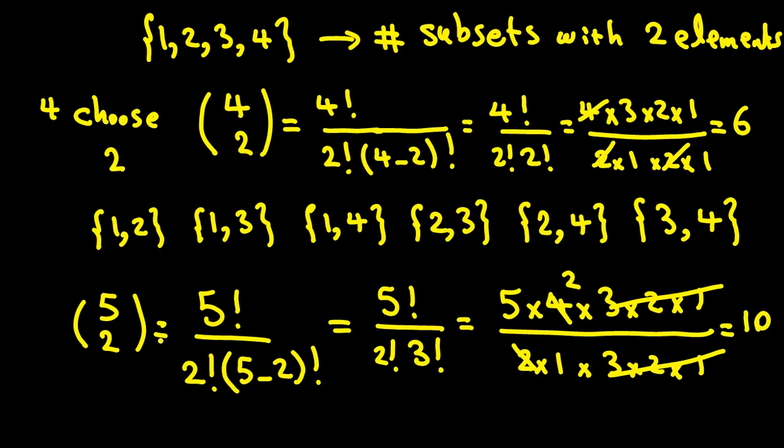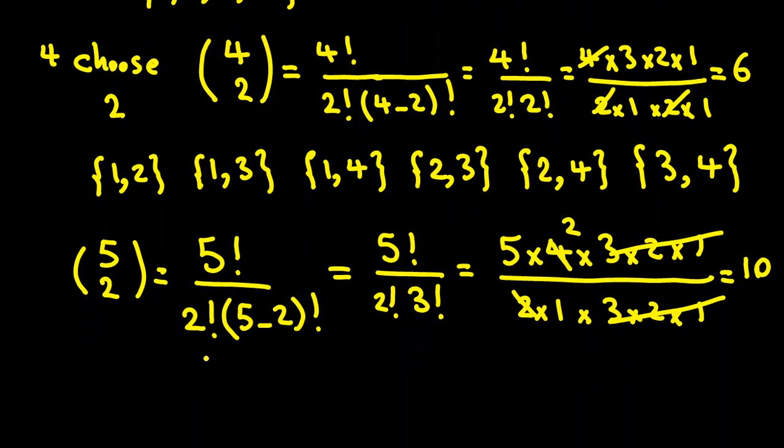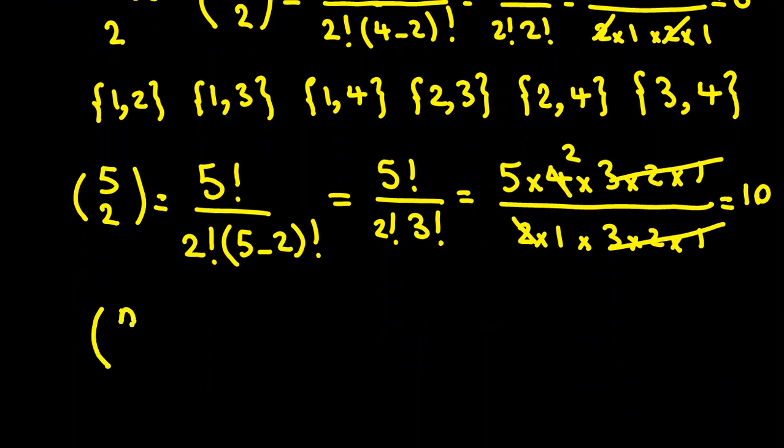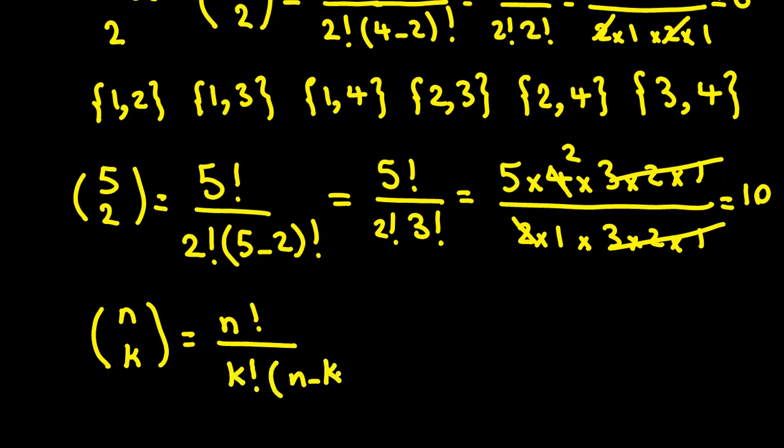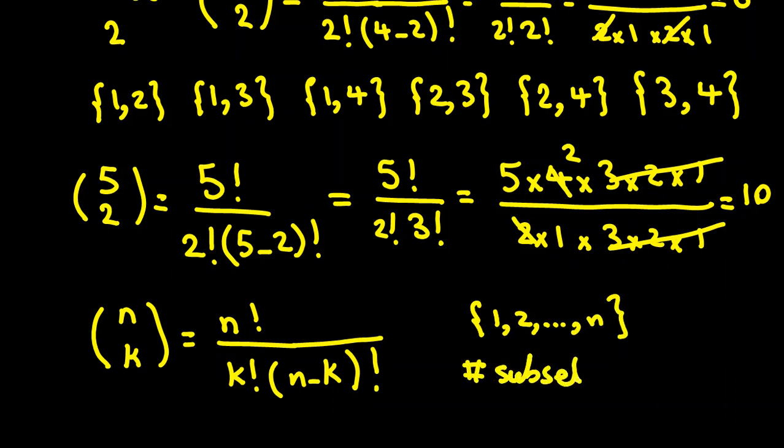You can use it for anything. N choose K. If I want to write the formula for n choose k, it will be n factorial over k factorial times n minus k factorial, the difference factorial. This is the formula for n choose k. If you have n elements, 1 to n, and you want to count the number of subsets with k elements. Okay, it was the formula.